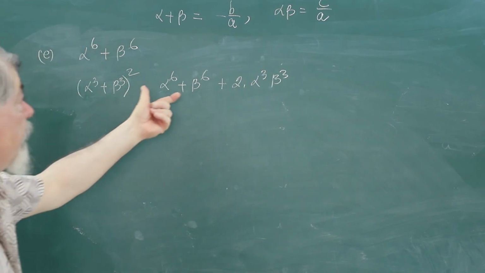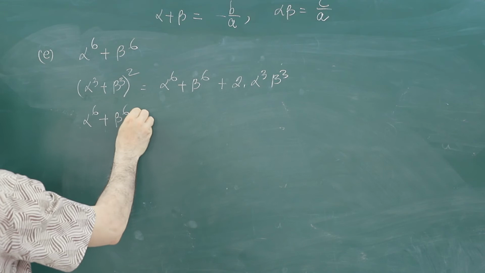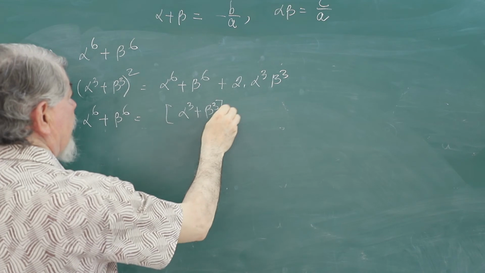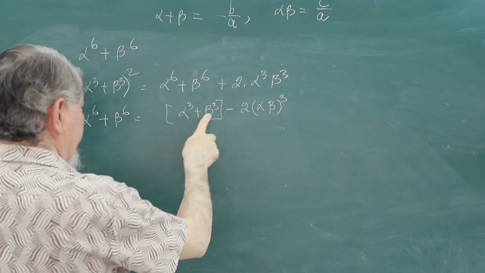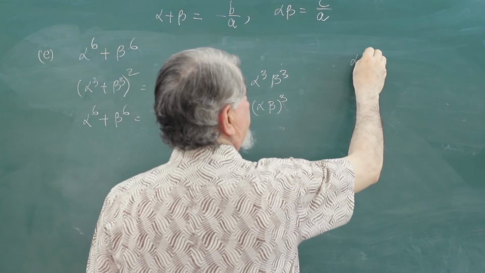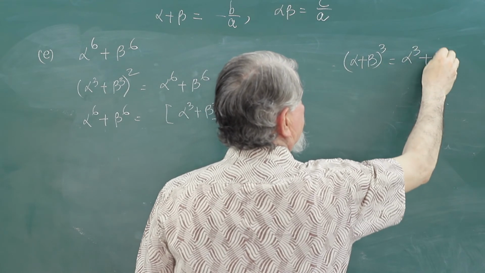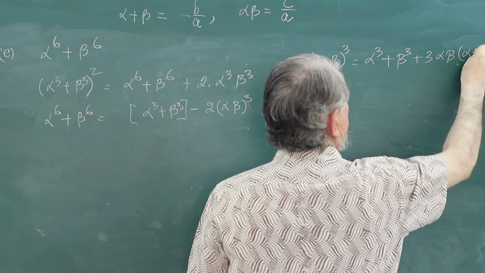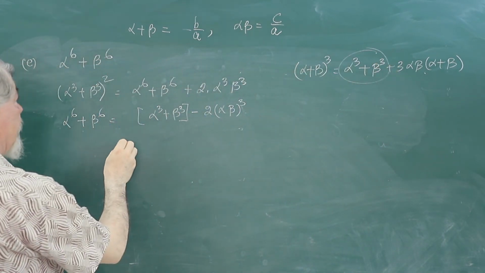Now I want the value of alpha 6 plus beta 6. So alpha 6 plus beta 6 will be alpha cube plus beta cube whole square minus 2 alpha cube beta cube. A cube plus b cube, already we had calculated earlier. A plus b whole cube is a cube plus b cube plus 3 alpha beta, alpha plus beta. So I have to calculate this value. This value will be how much?